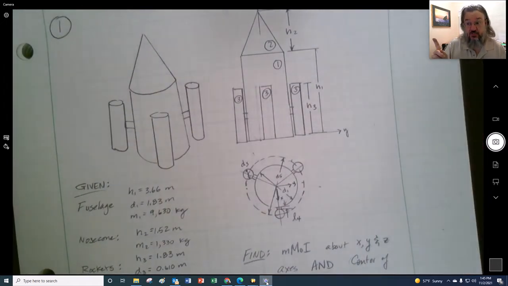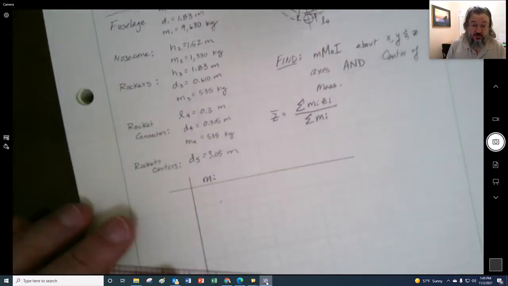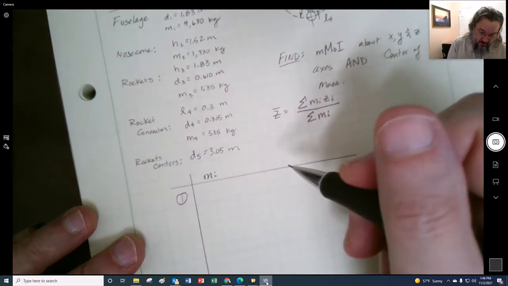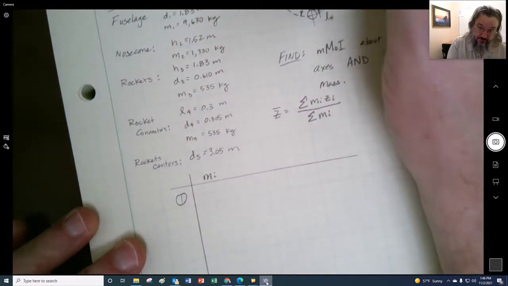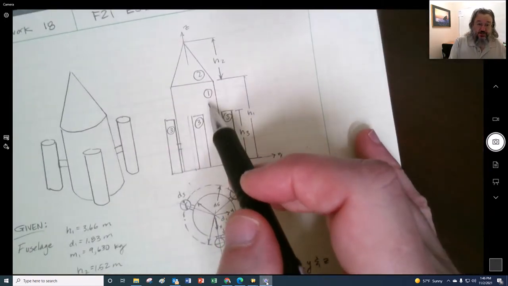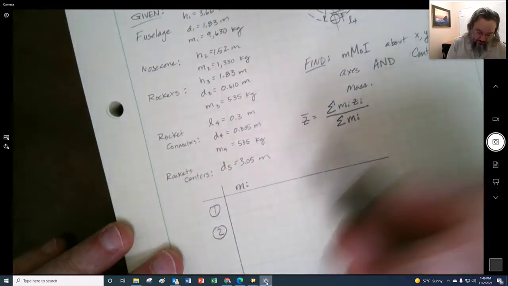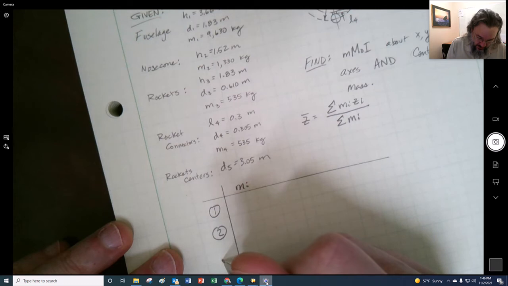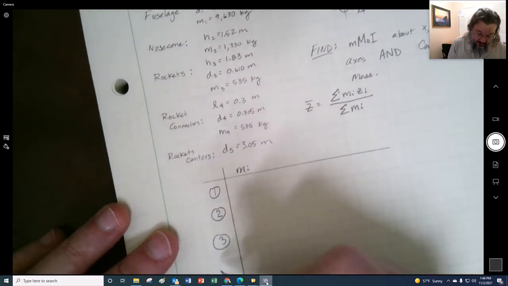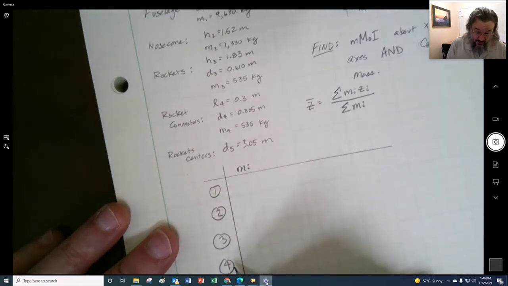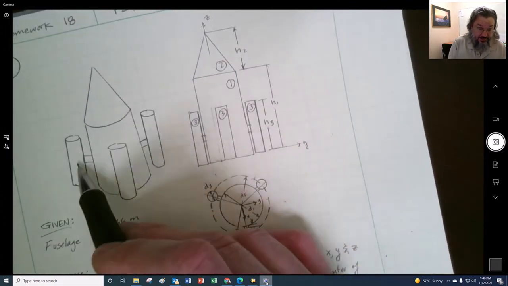I haven't solved this problem before, by the way. I'm doing this live. So anyway, we're going to start with part 1, which is this main base right here. Then we're going to go 2, the fuselage I called it, is the nose cone. 3, and there's 3 of them, are the rockets. And then 4 is going to be what I call the rocket connectors, right? So these little guys that are in there.